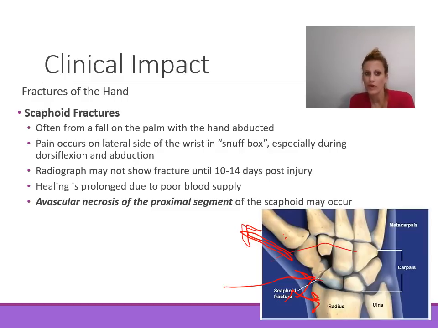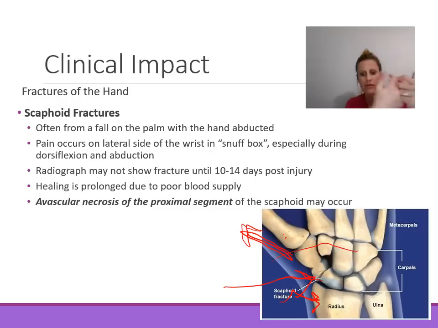Scaphoid fracture frequently occurs when there's a fall on the palm with the hand abducted. So the hand is abducted like so, and you try and catch yourself when you fall. So the lesson from all of this is that reaching your hands out to catch yourself when you fall is not a good idea, because there's fractures that occur pretty much everywhere, from the hand up to the collarbone. So tuck and roll. Anyhow, when you try and catch yourself and you fall, you can fracture the scaphoid. Pain with the scaphoid fracture typically occurs in the wrist and the snuff box.